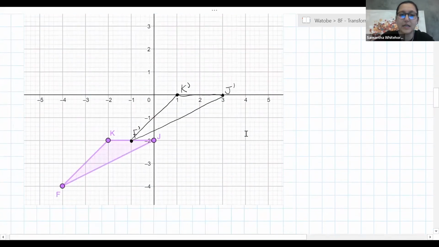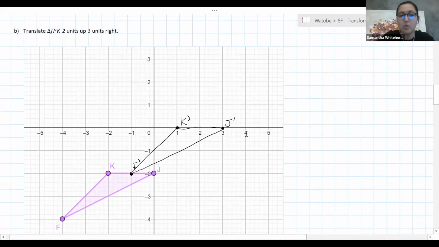And then in the second example, very similar thing. We were given instructions of how to move the shape. We had to move it up and then to the right. And so we did that with every single individual point. We did that movement, 2 up, 3 right, and we did that for F, K, and J, and we got our new coordinates.